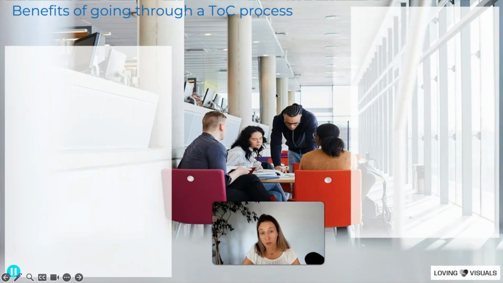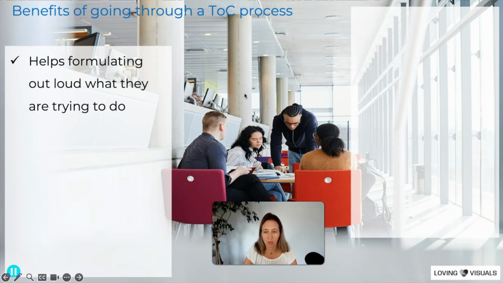So in order to help you understand what are the different purposes that organizations can have to start such a process, which is sometimes time-consuming and resource-consuming, it can be pretty fast, but it can also be lengthy, let's see why they may want to do that. Well, first of all, because it helps formulating out loud what they're trying to do. As a collective exercise, it's good.